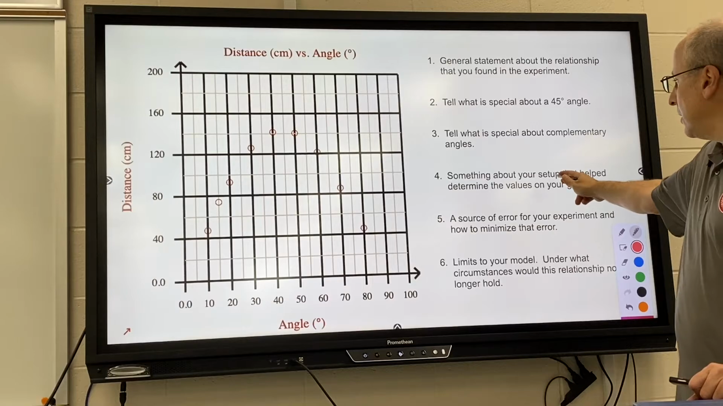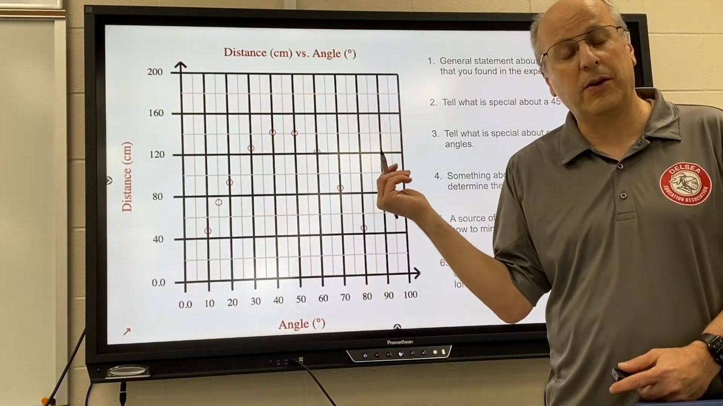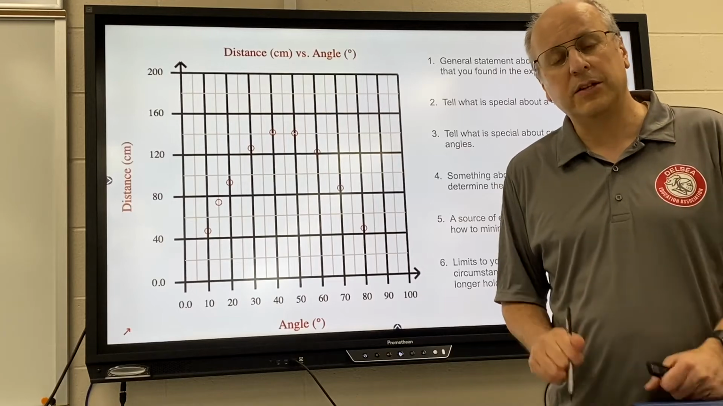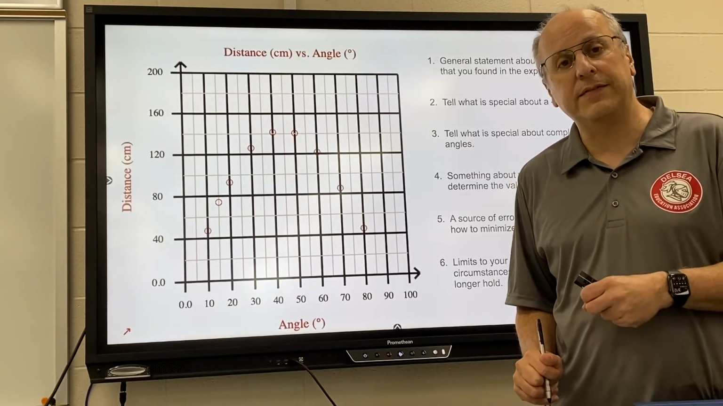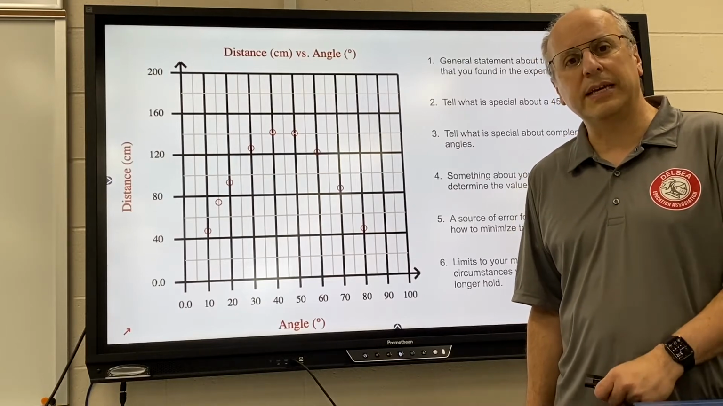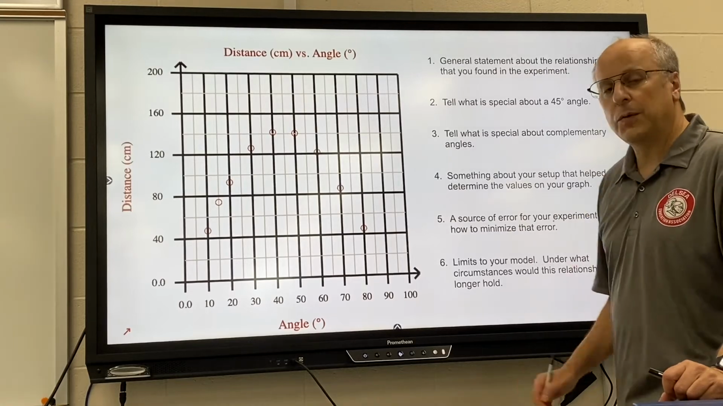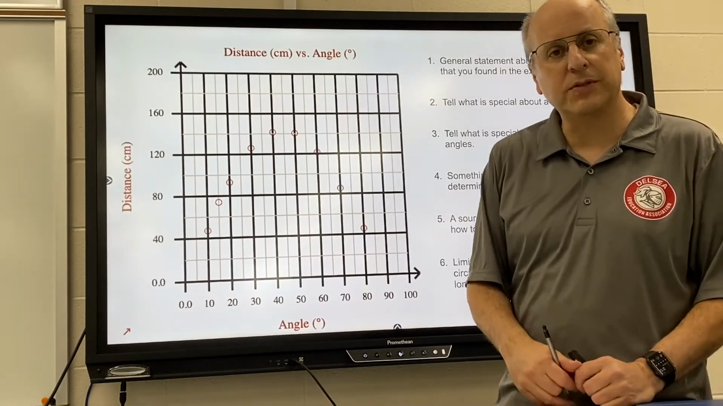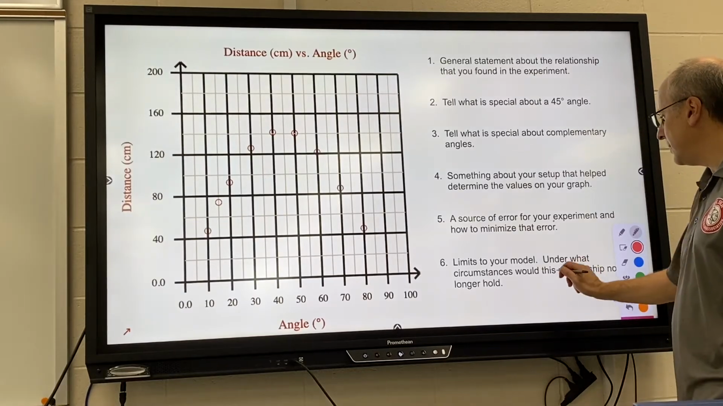Okay, our factors, or something about our setup that help determine our values. Two things determine our values. How fast is the velocity when it leaves the launcher, and what is the acceleration due to gravity like? Source of error: if you were here for the live, give a source of error for the live lab. If not, do it for the virtual lab.